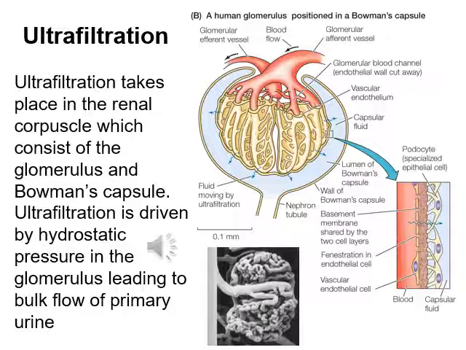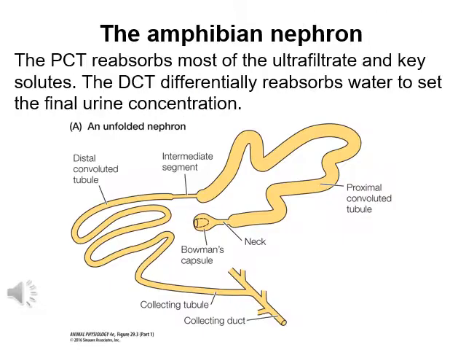This is a crucial point. There is constant bulk flow of new fluid being forced into the Bowman's capsule all the time. This pushes the urine down through the nephron. Let's look at a generalized vertebrate nephron by looking at an amphibian nephron. Urine flows through the nephron in the following sequence.